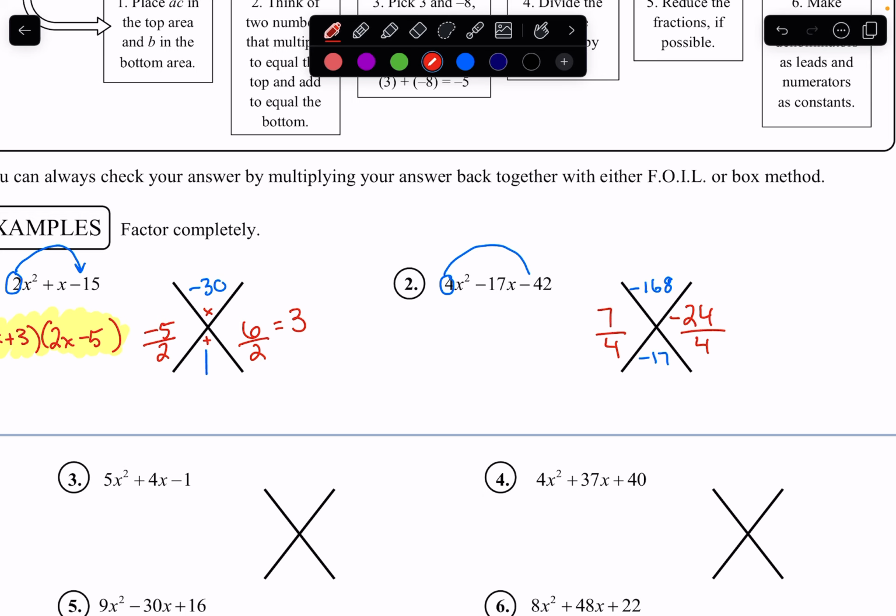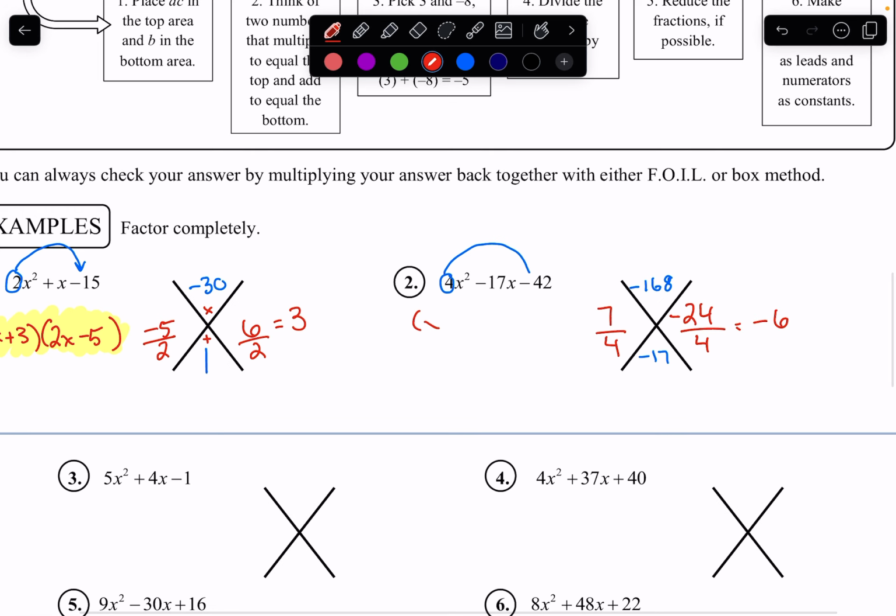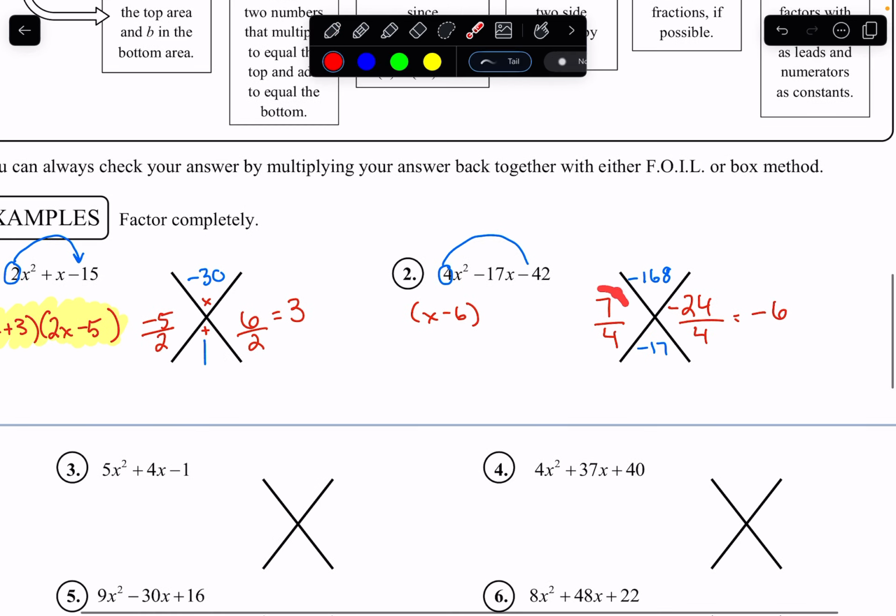7 divided by 4 is not a nice number. Negative 24 divided by 4 is a nice number. It's negative 6. So that's going to go in my first parenthesis, x minus 6. My second parenthesis is going to use these numbers. The bottom number is going to go in front of my x, and the top number is going to go after the x. So I get x minus 6 multiplied by 4x plus 7. Okay. All right, let's try a couple more.